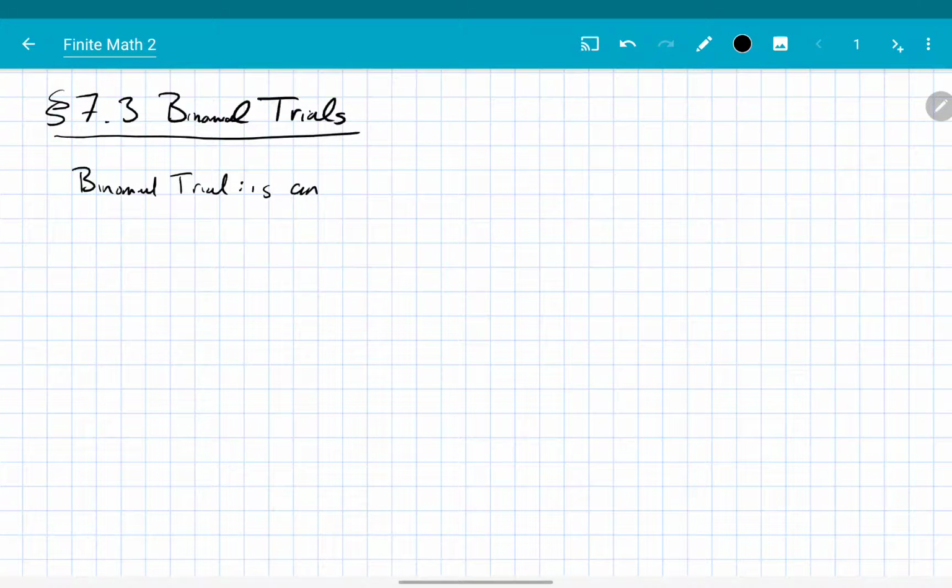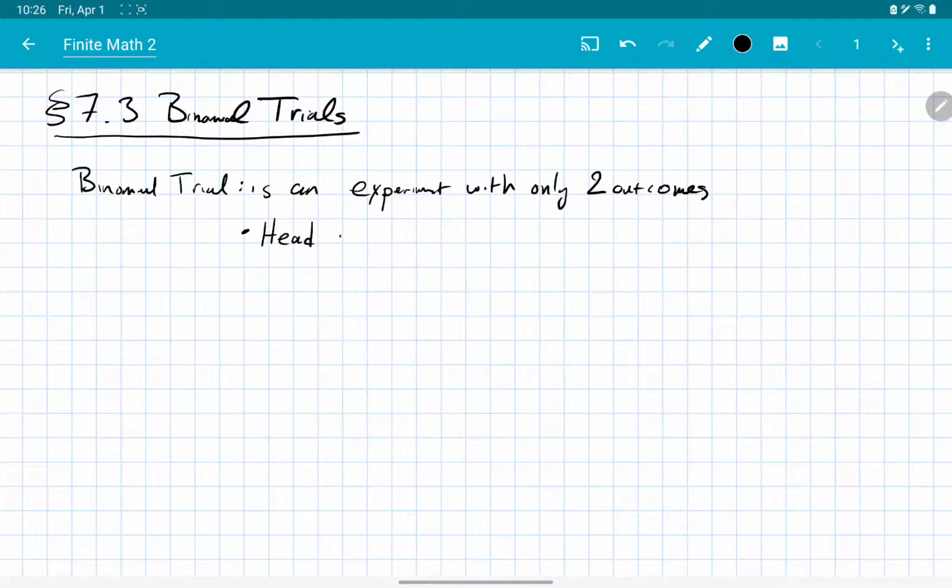Talking about binomial trials. A binomial trial is an experiment with only two outcomes. So the quintessential binomial trial is heads or tails on a coin. And we discount the possibility that the coin lands on its edge. Okay, for a drug or a treatment, we would say the drug or treatment is effective or ineffective. And that would be a binomial trial.